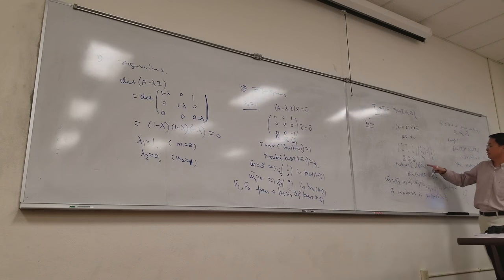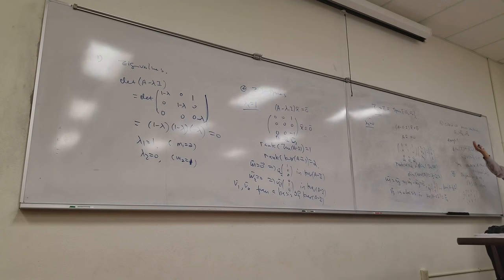V1 and V2 are the basis vectors of the first eigenspace, and V3 is 1, 0, negative 1. So this one is called an eigenbasis. It's a basis, and also it consists of eigenvectors. So this forms an eigenbasis in R cubed, in three dimensions.